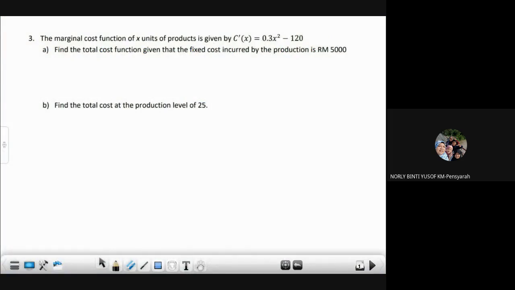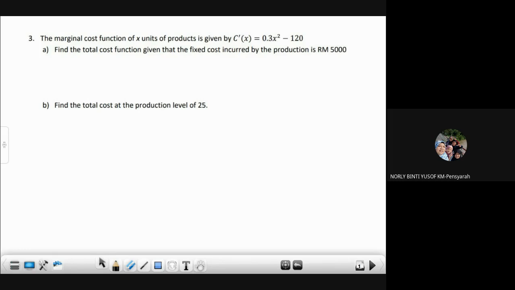Okay, so we see for the example number 3. Untuk yang kita dah stop hari tu, example Madam explain last Saturday. Madam bagi tahu kalau nak cari marginal revenue, that means we have to differentiate our revenue function. Kalau marginal cost, we have to differentiate our cost function. Marginal tu adalah R prime, marginal revenue. Kalau marginal cost, C prime. That means the process of differentiation.